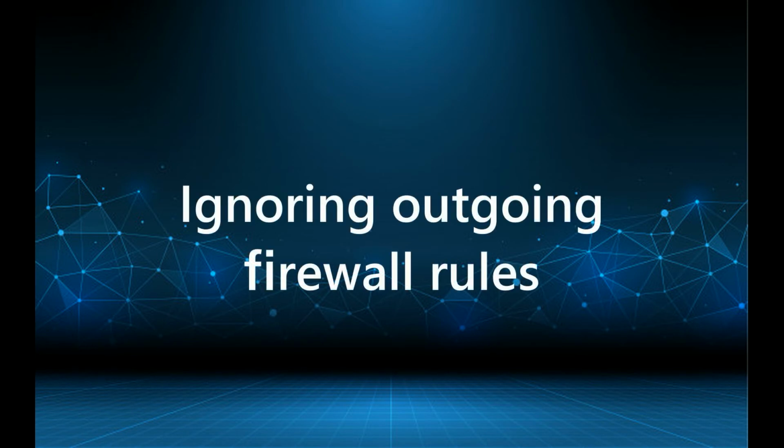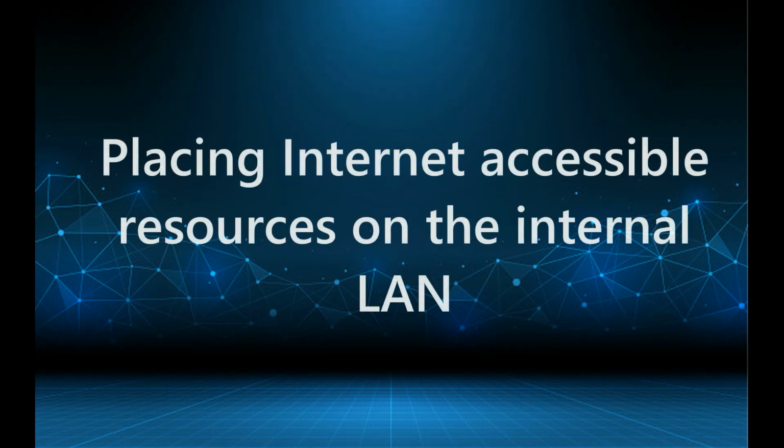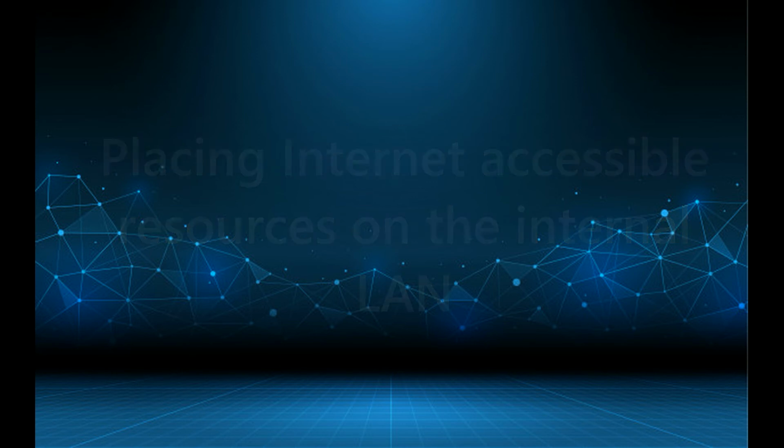Second is ignoring outgoing firewall rules. If a device is compromised within your network, it can then be used by its remote handlers to generate spam, deploy malware, or host zone data for a malicious domain. Third is placing internet accessible sources on the internal LAN. These include the public zone, which is the internet, the internal LAN, where users and their devices, services, and data reside, and the DMZ, demilitarized zone, or a physical or logical subnetwork.